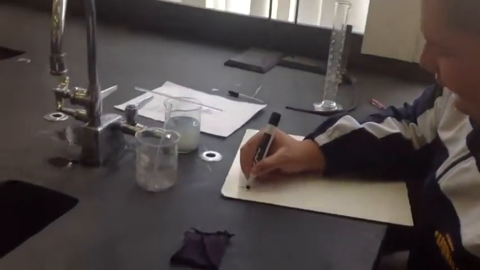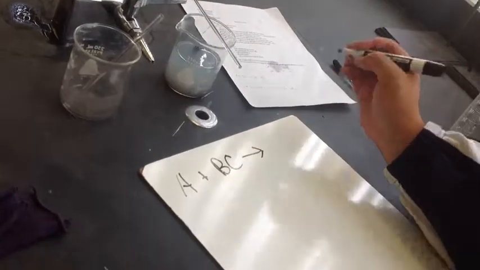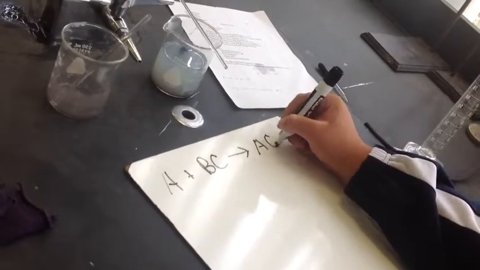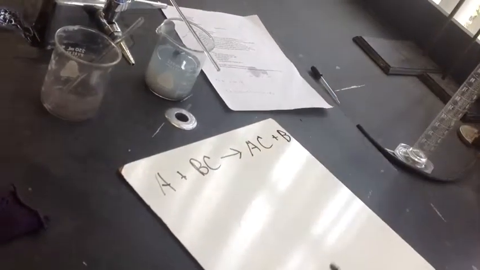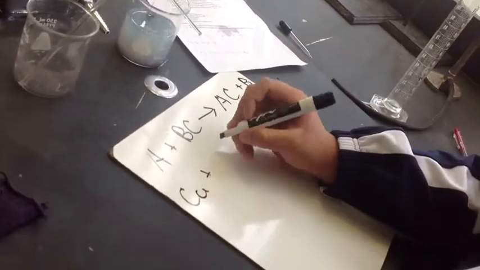Stay tuned. The experiment that we have done is an example of a single replacement reaction. Remember, it is part of the 5 types of reactions that we discussed. A single replacement reaction is A plus BC, and then the products would be AC plus B. Our reactants are copper and silver nitrate.